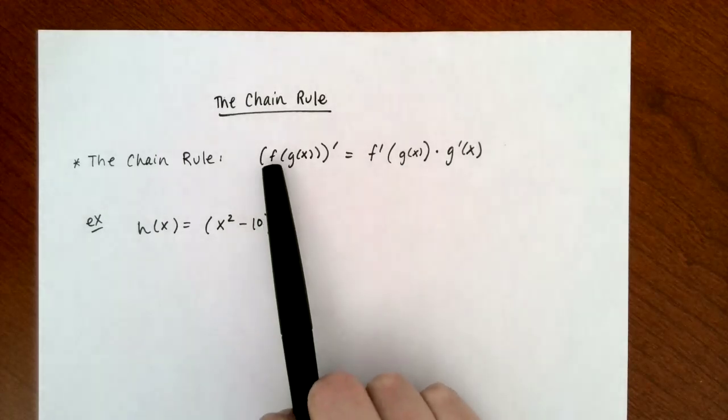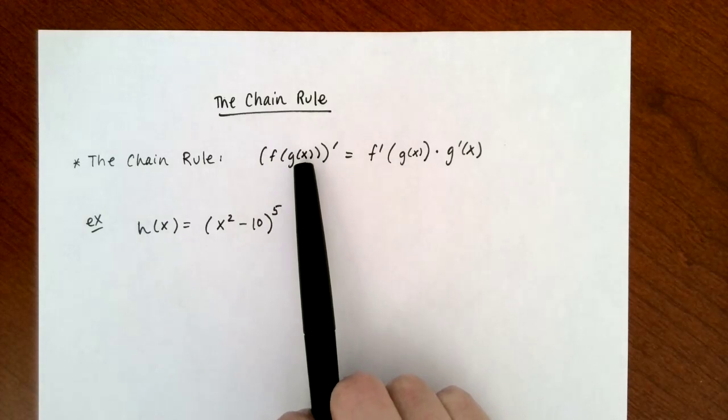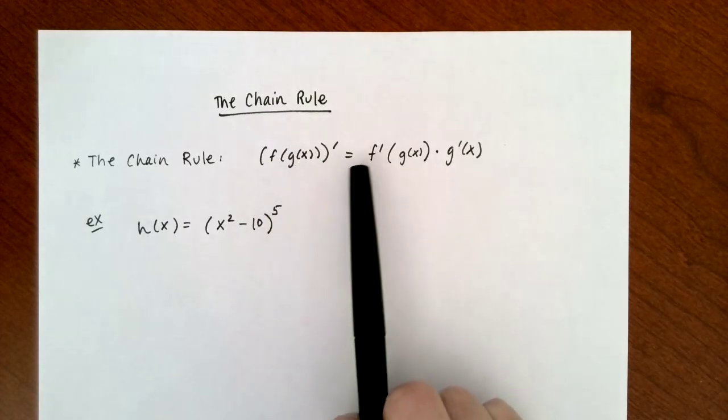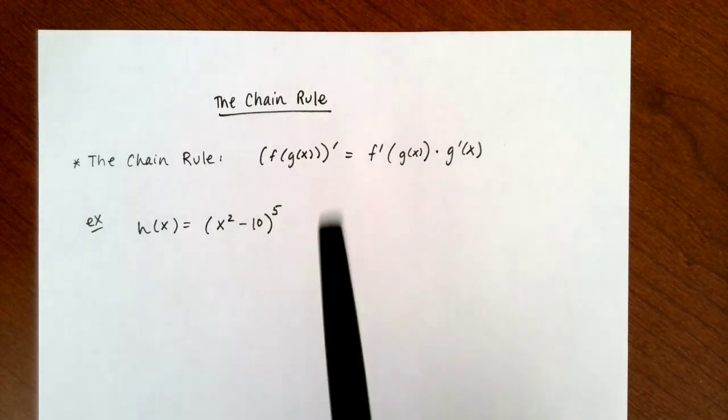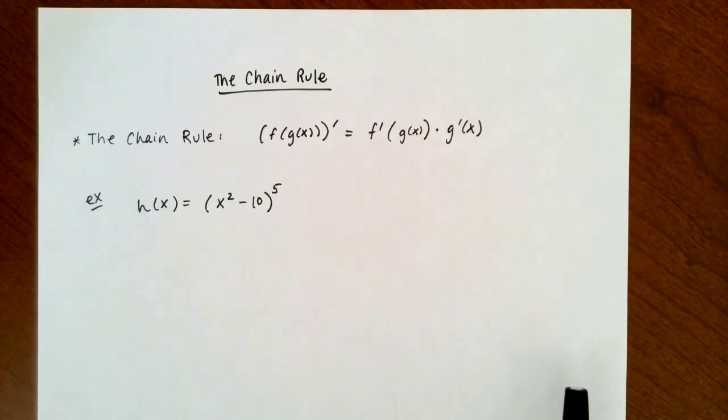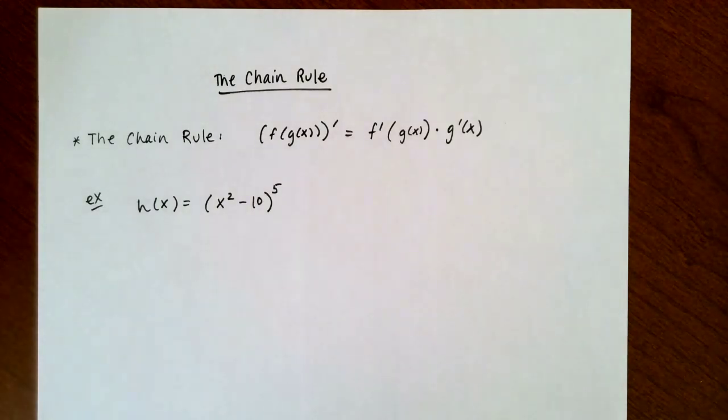So f is the outer function, and then g of x will be the inner function. So we'll have outer prime of inner times inner prime. Okay, so this is a little bit trickier than the product and quotient rules. So let's dive into our first example. I have two examples in this video.